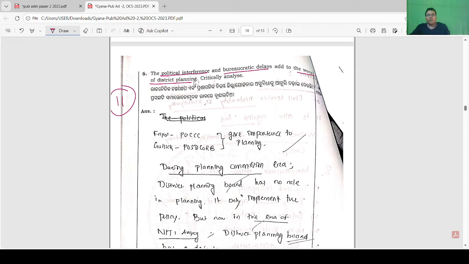So he has started with the theorists and the importance of planning: Fayol, Gulick, who give importance to planning. Very good. The classical theorists, Fayol and Gulick. This intro is good. The evaluator will definitely like it. So this is what I say about interpretation of paper 1 and paper 2. In a planning question, you will write Fayol, Gulick, PPBS, planning, programming, budgeting system. So this is how you will get marks.